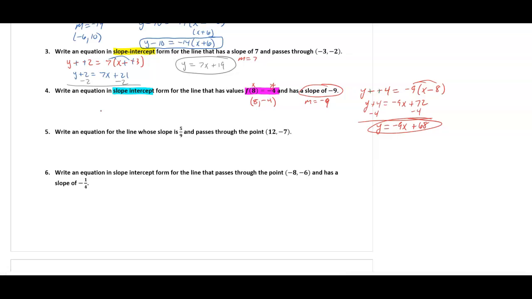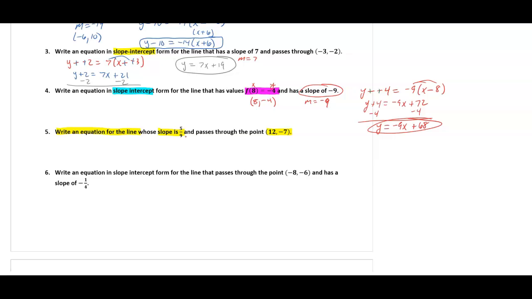So now, the next one says, write an equation for the line whose slope is 5/9. So it doesn't specify what form to write this in. So you have an option. You can either go slope-intercept or you can go point-slope form. But the slope of it is 5/9 and it goes through this point, 12, -7. Now, personally, if I'm going to have to do anything with distributing a fractional slope, I'm going to just write my answer in point-slope form.